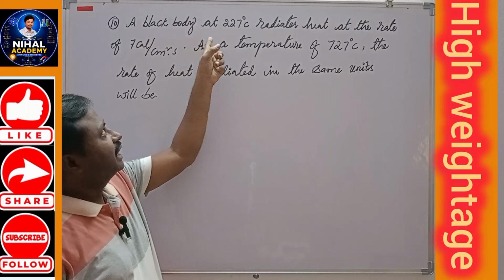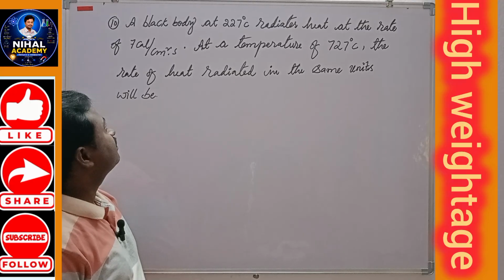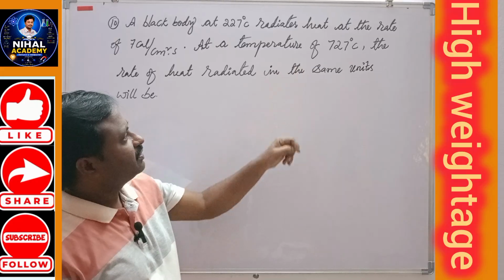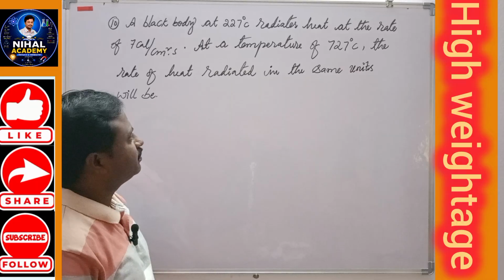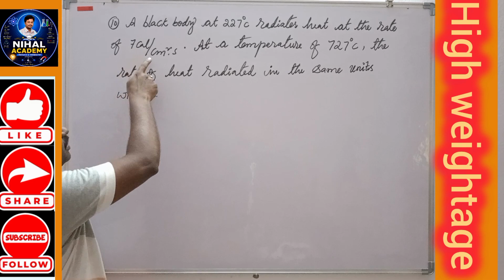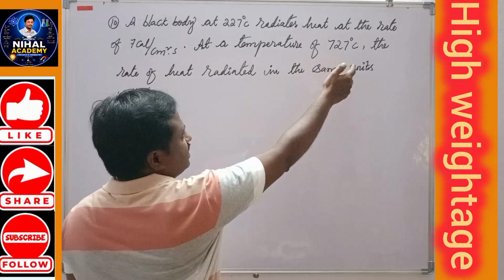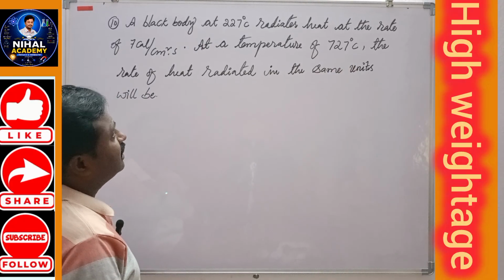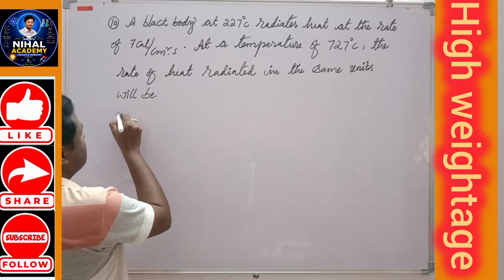10th one: a black body at 227 degrees Celsius radiates heat at the rate of 7 calorie per centimeter square second. At a temperature of 727 degrees Celsius, the rate of heat radiated in the same units will be? So the heat radiated is given, that is E1 is equal to 7 calorie per centimeter square second, and the temperature T1 is given, and this temperature T2 is also given, we have to calculate. So the radiated energy in the second case, that is E2. Here the energy radiation and the temperature relation is from Stefan's formula.